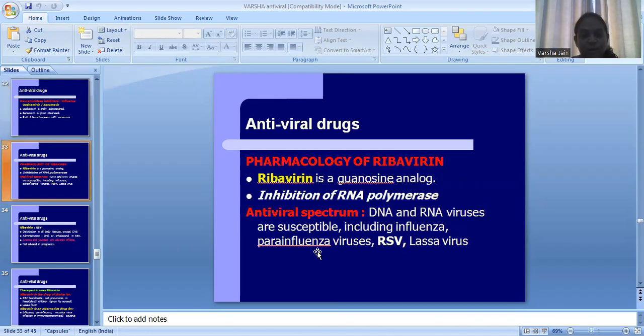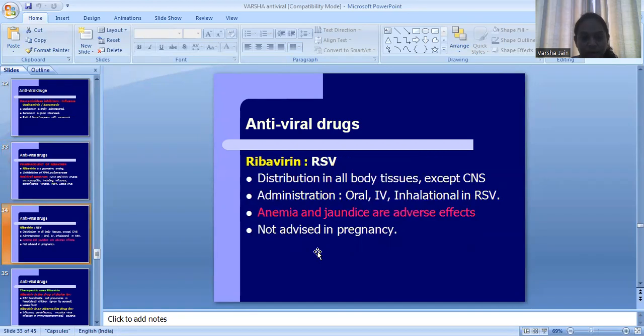The pharmacology of ribavirin, which is a guanosine analog inhibitor of RNA polymerase: the antiviral spectrum is DNA and RNA viruses, which are susceptible, including influenza, parainfluenza viruses, RSV and Lassa viruses. Ribavirin, which is used to treat RSV, is distributed in all the tissues except the central nervous system, and administered through the oral route, IV, and inhalation in RSV.